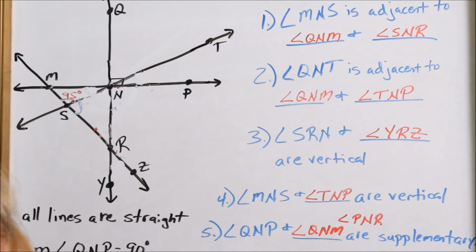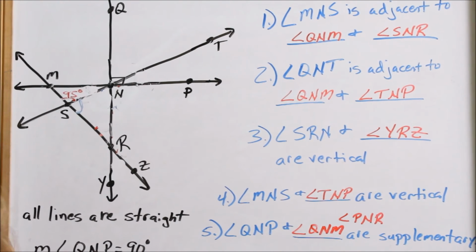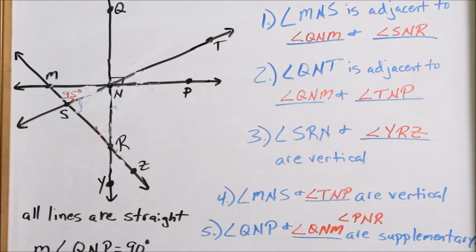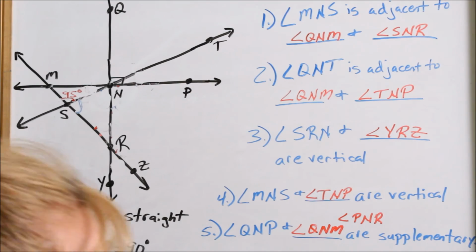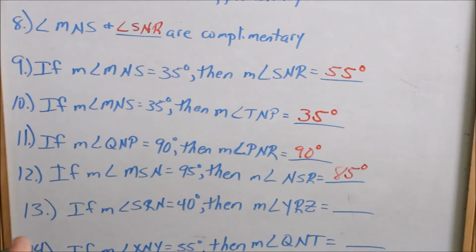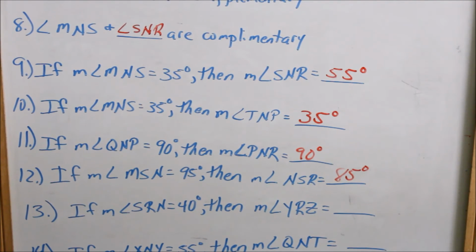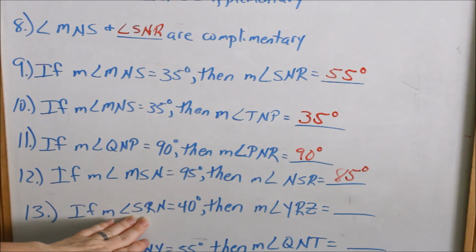85, did I add that right? 85 plus 95. Actually, that should be 75. 85, oh yeah, 85 and 95, because 9 and 8 are 17, and that would be 180. Yeah, 85 degrees. I thought that was right at first. 85 plus 95, 180.